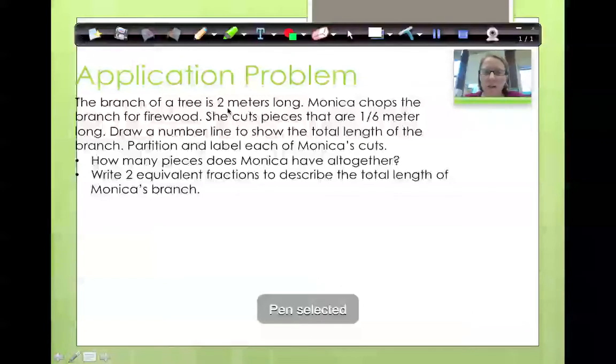The branch of a tree is 2 meters long. Let's underline that. Monica chops the branch for firewood. She cuts pieces that are 1/6 of a meter long. Draw a number line to show the total length of the branch. Partition and label each of Monica's cuts.